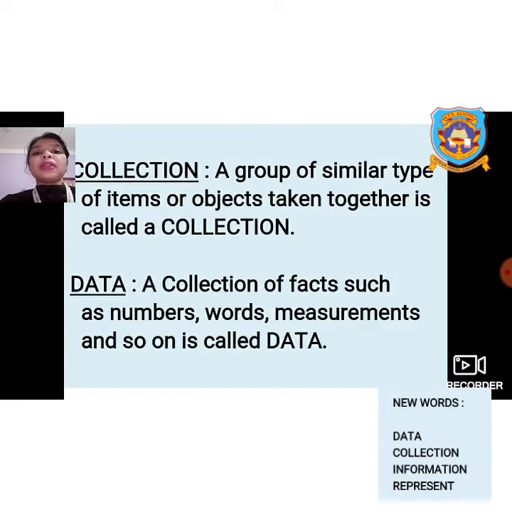The definition we got in the textbook is, a group of similar type of items or objects taken together is called a collection. So in a collection it should have similar or same type of items or objects or things. Data is a collection of facts such as numbers, words, measurements and so on. So data gives us the exact value. Like suppose in the picture of shoes, how many shoes are there? 11. That is the exact number. So if it gives us exact words also, measurement also, then it is known as data.